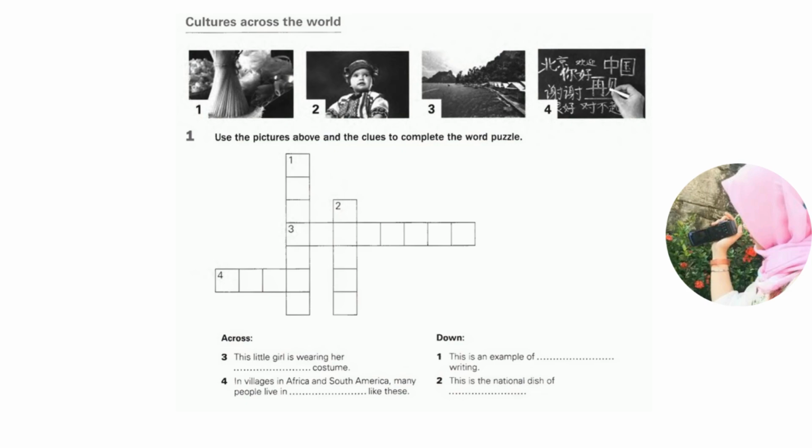Okay, guys, as a starting point, I provide you with a mini quiz related to a word puzzle. You have to answer this word puzzle by answering the across questions and also the down questions. You have to match it with the picture, as the direction says: use the pictures above and the clues to complete the word puzzle. Best of luck, because all of them are related to our topic today about comparing cultures.